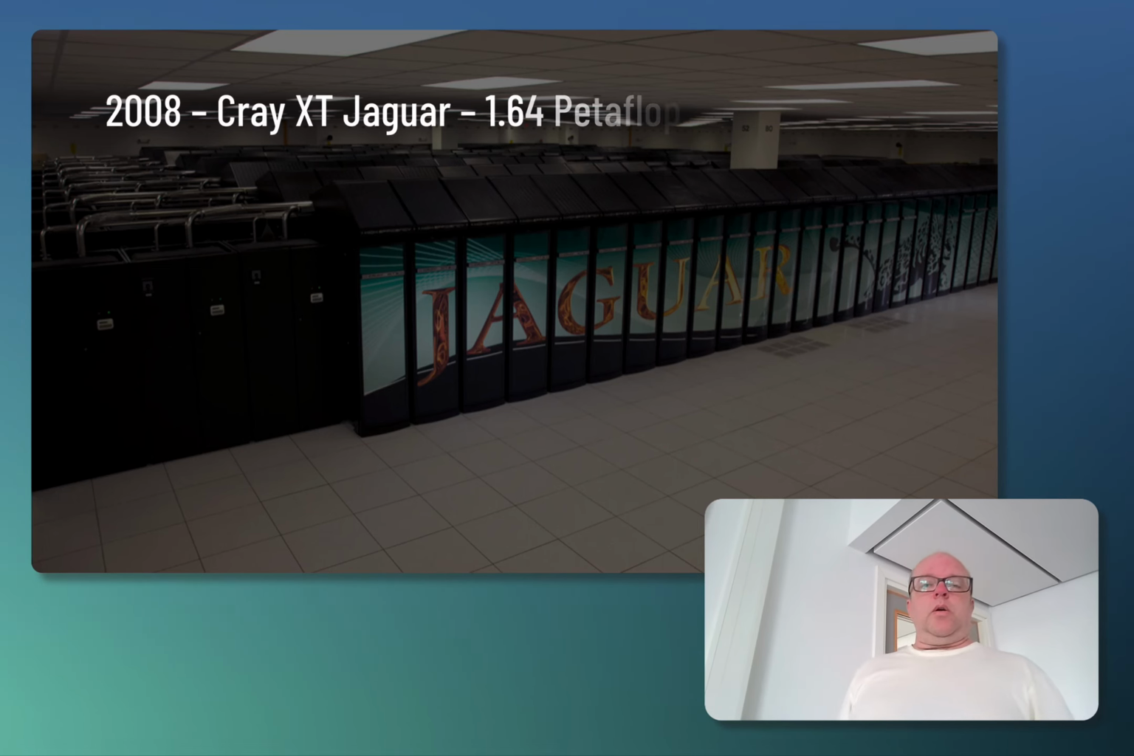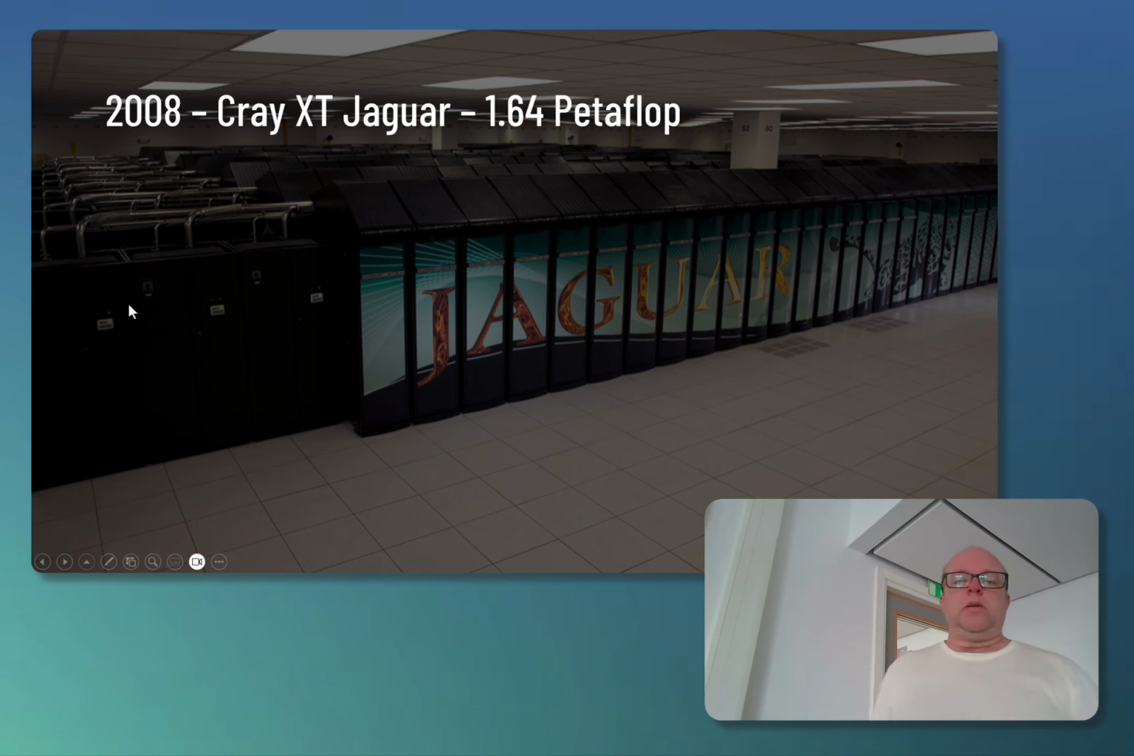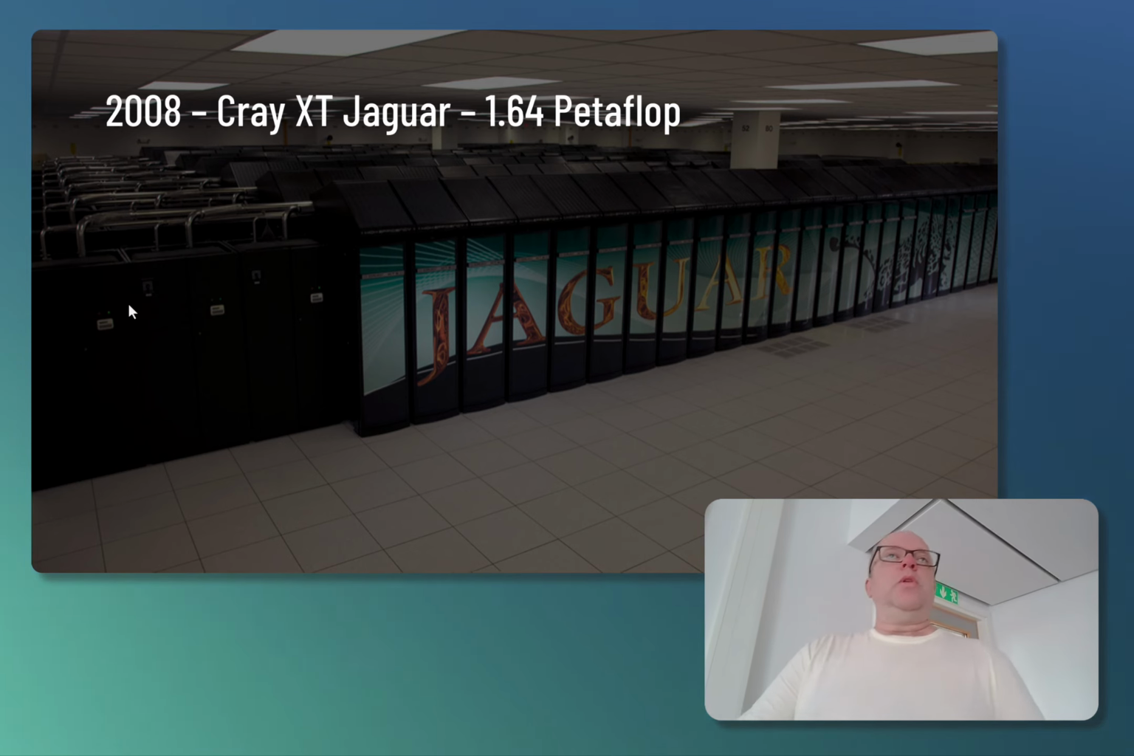This is the Jaguar Cray again, 1.64 petaflops. And now you can see the huge scale of these things. And the left side here, this is cooling. And that is something that, to do these computations, you really need to be close to a power plant. So we are talking about gigawatts here in power.